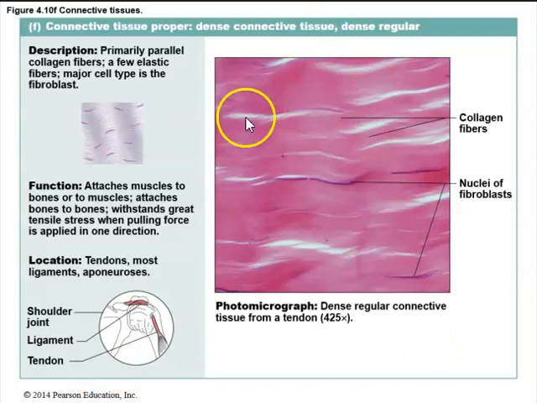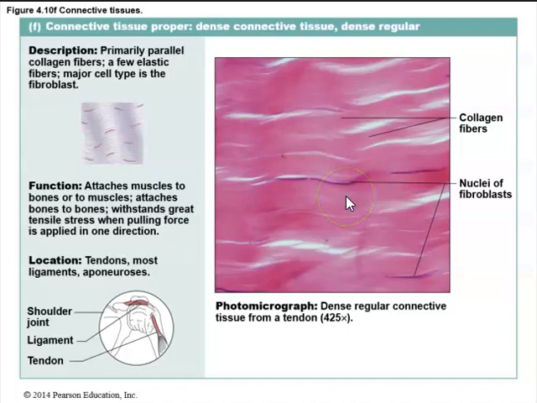Another location of dense regular connective tissue is fascia around muscles. So here we see those lovely parallel collagen fibers. Unlike the dense irregular connective tissue, which is sort of a haphazard, swirly pattern, we can see lovely waves of parallel collagen fibers, and we can see elongated nuclei of the fibroblasts. So the description of dense regular connective tissue: the fibers are primarily parallel, there are a few elastic fibers, and of course the major cell type is the fibroblast.